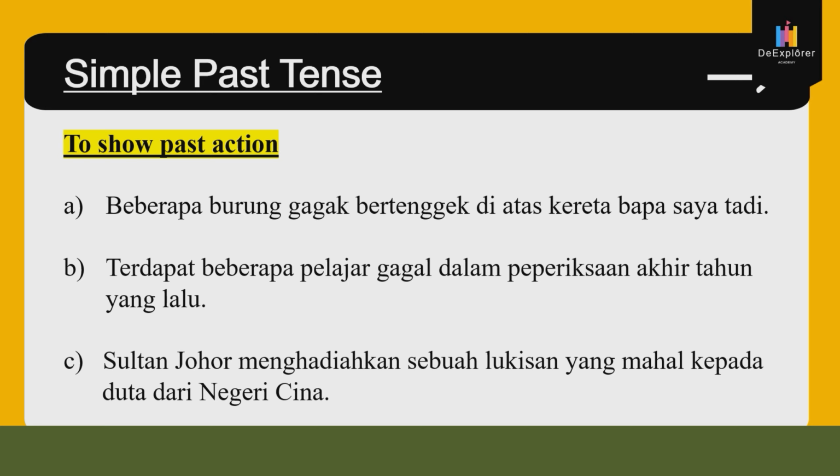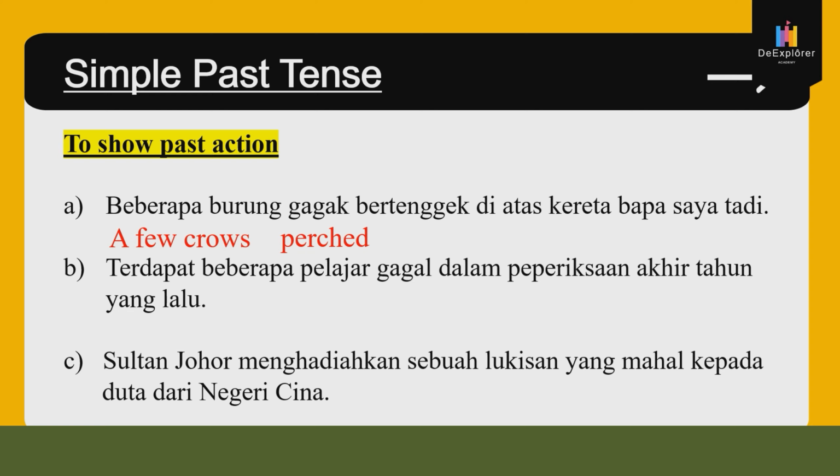Alright, so sentence A. Read the sentence now, and you need to write in English. So what is the subject? A few crows. After writing the subject, you need to have a verb, and the verb bertengkek in English is perch, P-E-R-C-H. Present is perch, past tense is perched, P-E-R-C-H-E-D. So you need to use the past tense verb here.